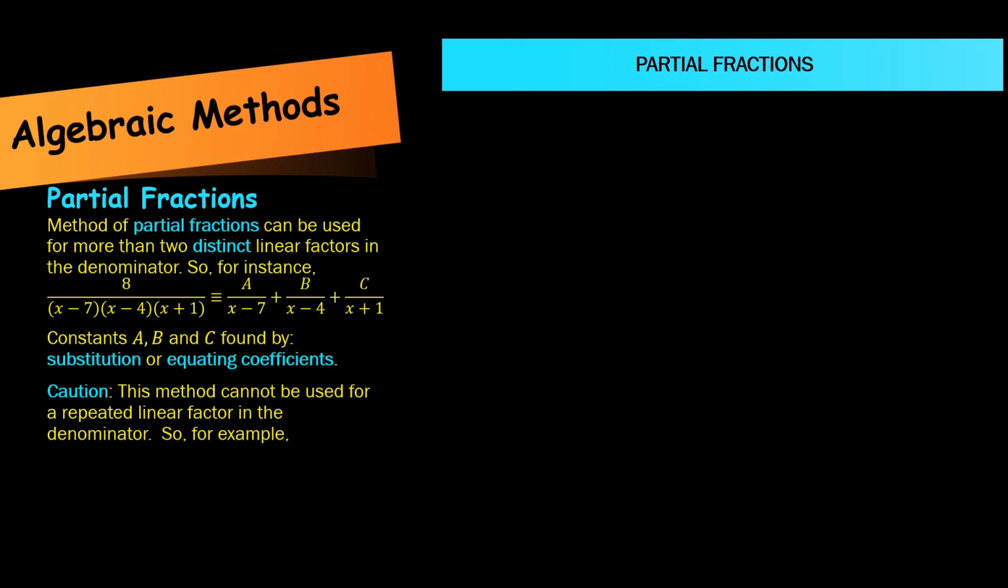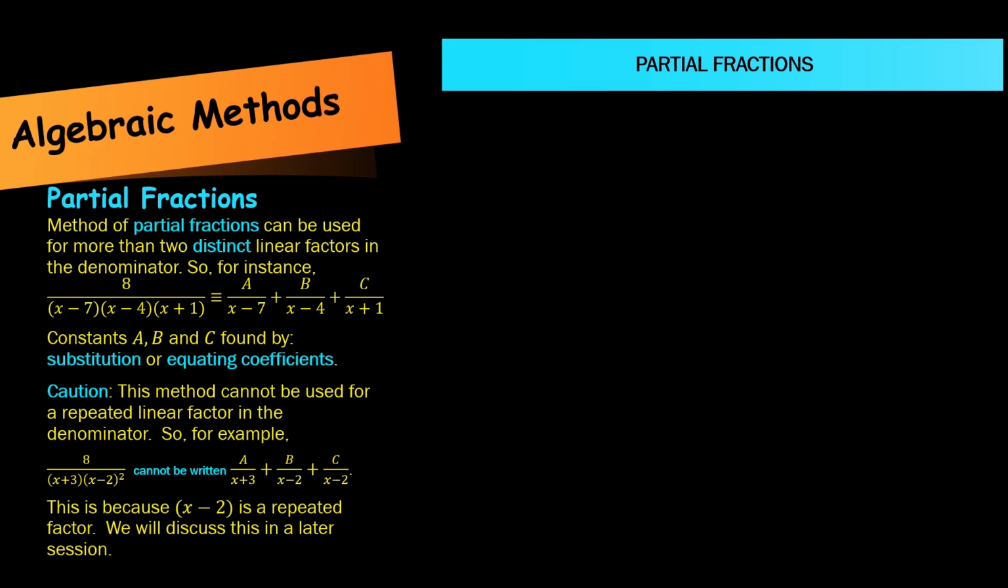We should add here a word of caution. This method cannot be used for a repeated linear factor in the denominator. So for example, 8 over (x plus 3)(x minus 2) all squared cannot be written as a over x plus 3 plus b over x minus 2 plus c over x minus 2. This is because x minus 2 is a repeated factor, and we will discuss this in a later session.